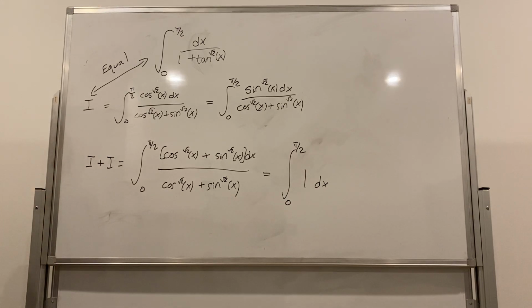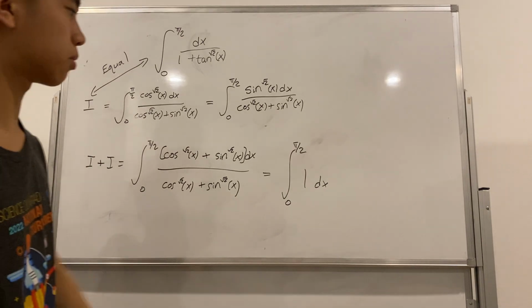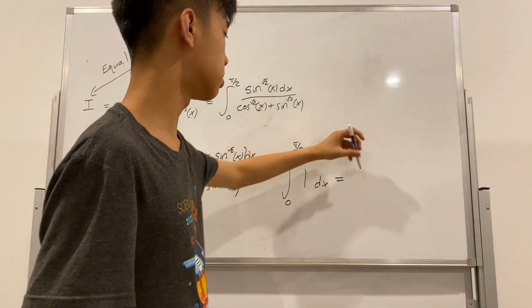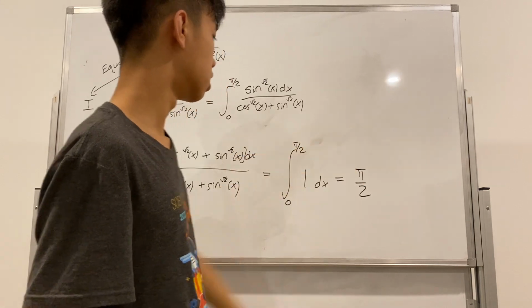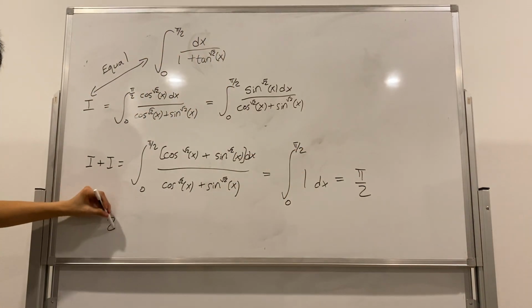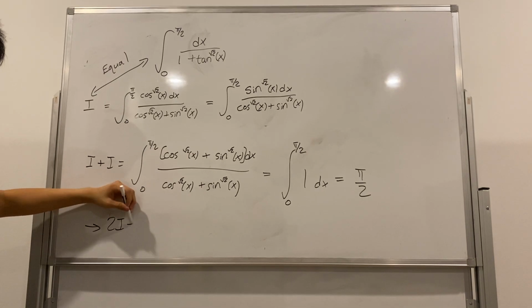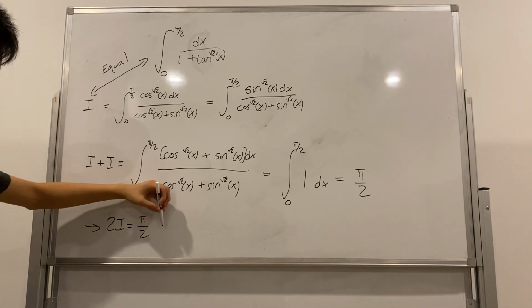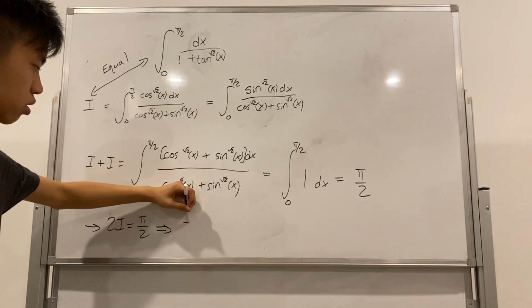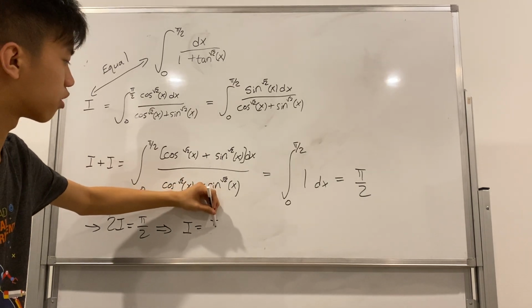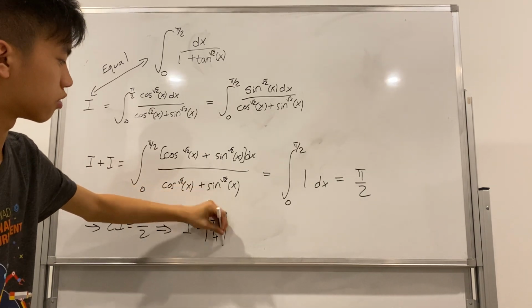So it actually simplifies out quite nicely. This just becomes pi over 2. So we conclude that 2I equals pi over 2, which leads to our final answer of I being equal to pi over 4. And that's our final solution.